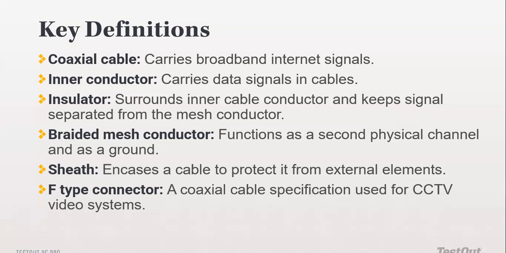Coaxial cable, which is defined as it carries broadband internet signals. The next one is inner conductor, which is defined as it carries data signals in cables. And the next one is an insulator, which surrounds inner cable conductor and keeps signals separated from the mesh conductor.